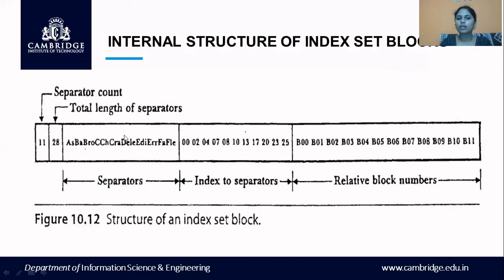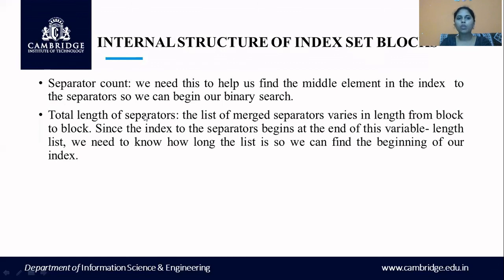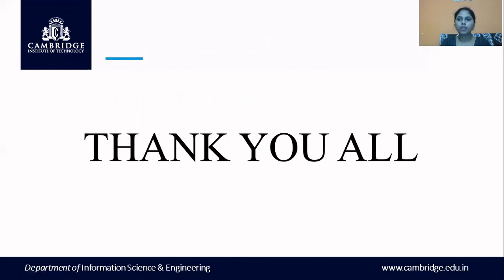This whole thing is the structure of an index set block. So what are the fields present in the internal structure of an index set block? Separators, index to the separators, relative block numbers. Apart from these three, you're also going to have separator count and total length of separators. I hope what separator count and total length of separators are is clear. So today I have discussed a few concepts of simple prefix B plus tree.